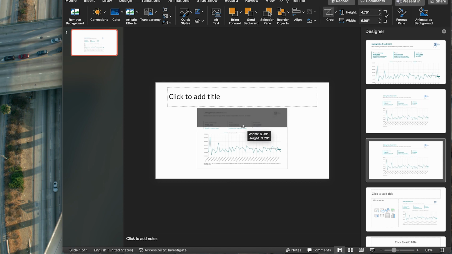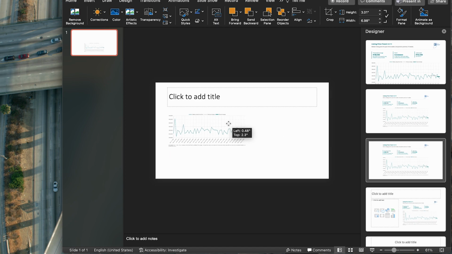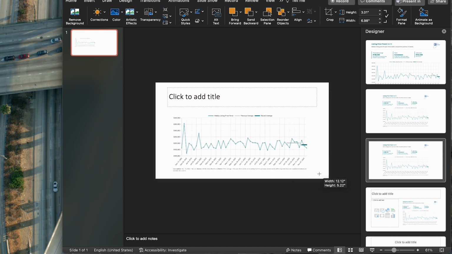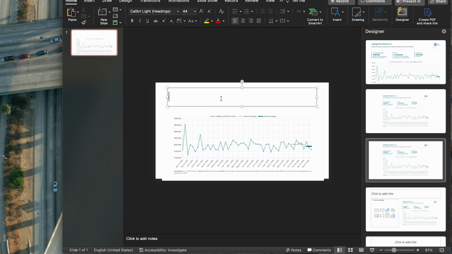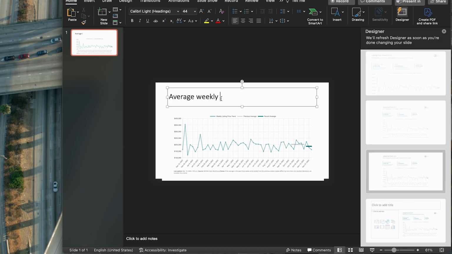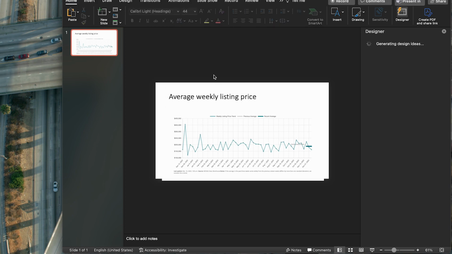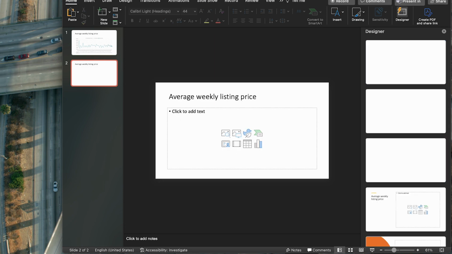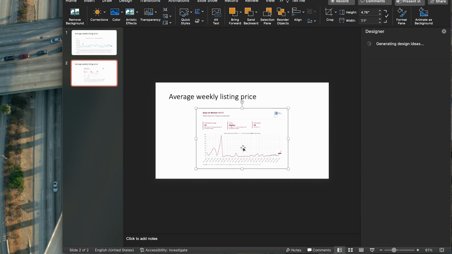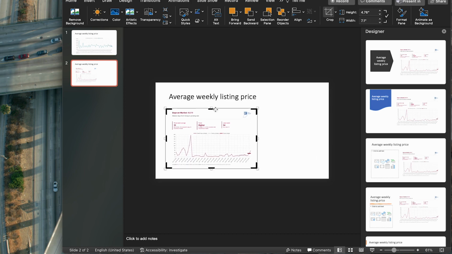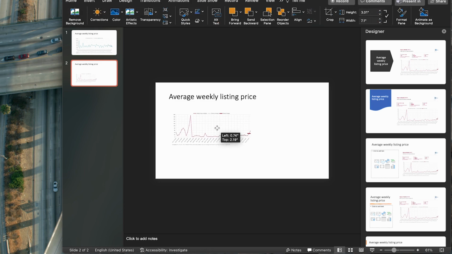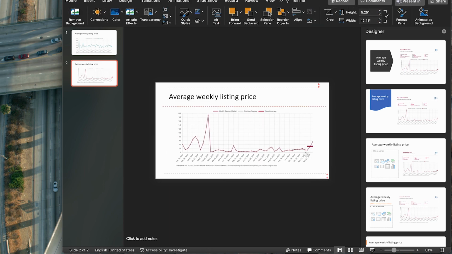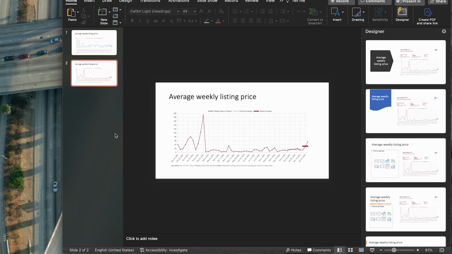And then I could crop out, say I just want the chart. Now I can expand it like that and say average weekly listing price. Now I haven't picked a brand or theme at all, but you might have one for your brokerage, and so you could use that. So I could duplicate this and continue dropping my other charts in here, and again crop it down to just the chart. You can leave the title in there if you'd like, but do make sure you leave the legend in there so that people can interpret the chart.